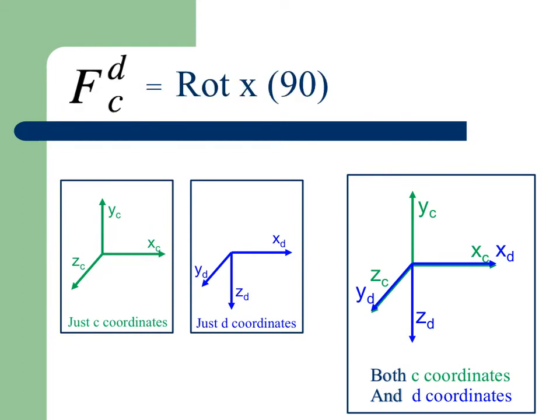And so what I'm going to say is, to do the frame transformation from C to D, I need to rotate the x-axis, so keep the x-axis not moving except for rotation, and rotate it by positive 90 degrees.